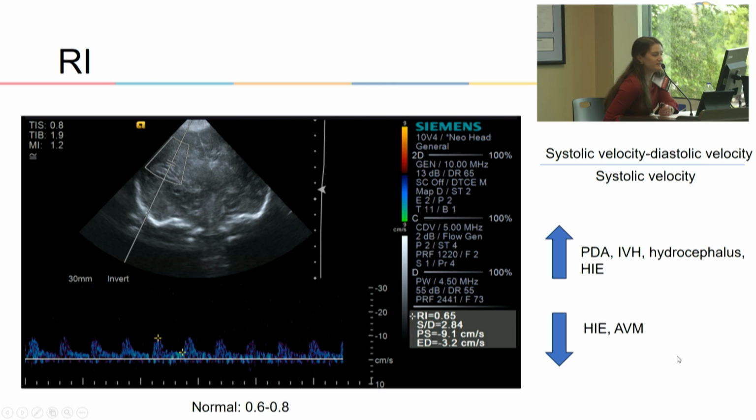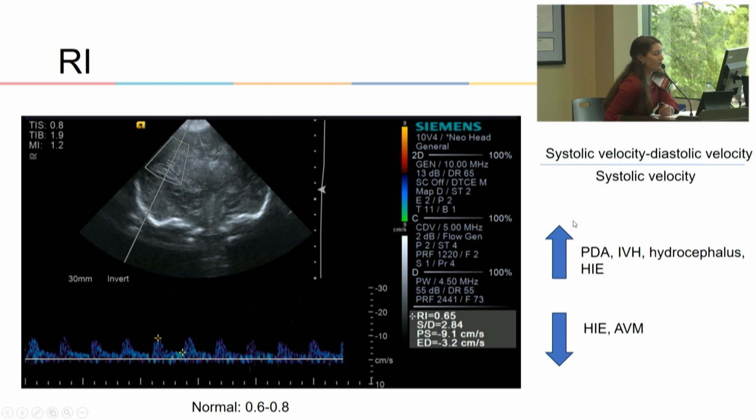So resistive indices are very useful in terms of detecting blood flow. We use a Doppler, and usually it's over the MCA, the middle cerebral arteries. The actual mathematical equation is systolic velocity minus diastolic velocity over systolic. I have to sit and think really hard about which way. But basically, the RI increases with decreasing diastolic velocities and decreases with increasing diastolic velocities. So a normal RI is 0.6 to 0.8, and it's right here, if you can see my mouse. So that's stone cold normal, 0.65.